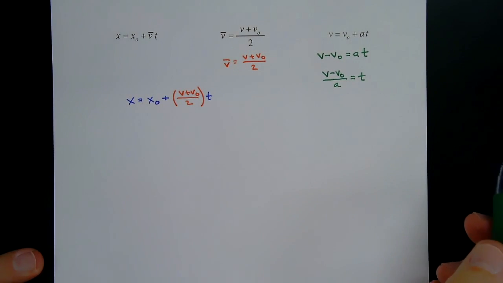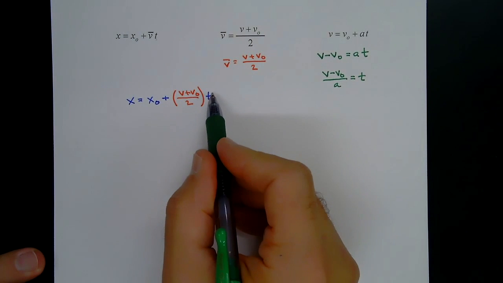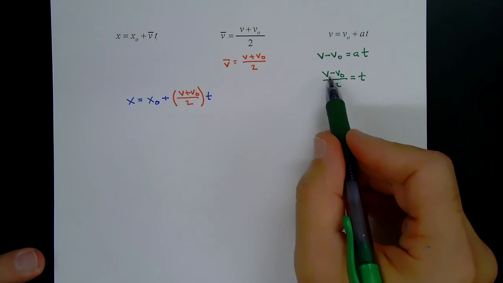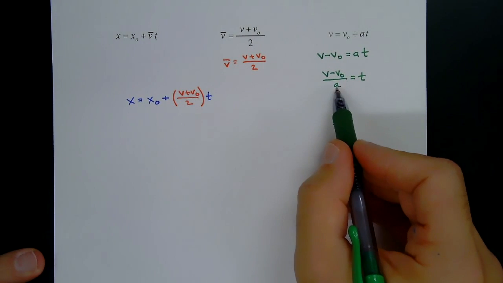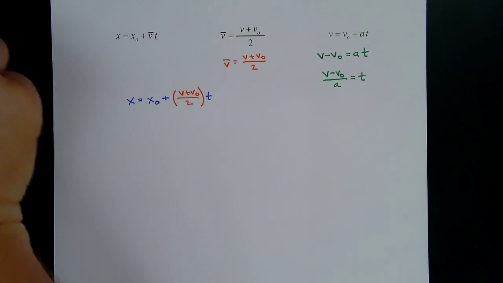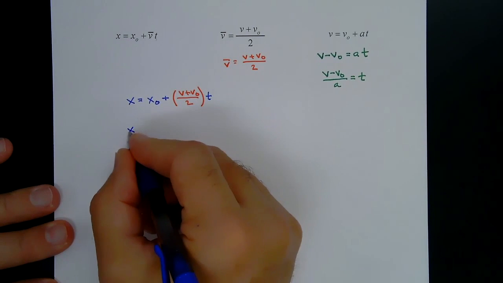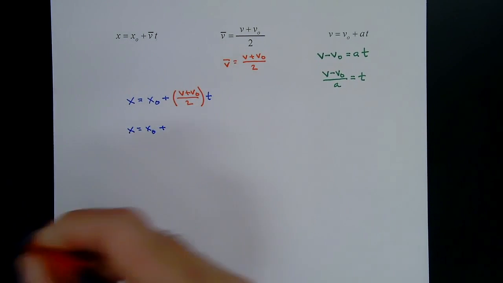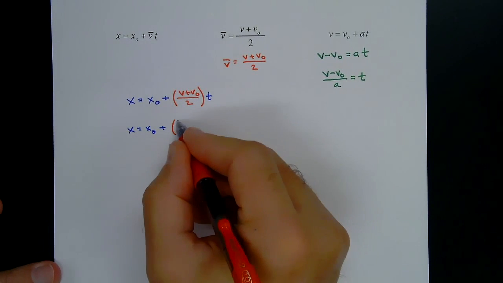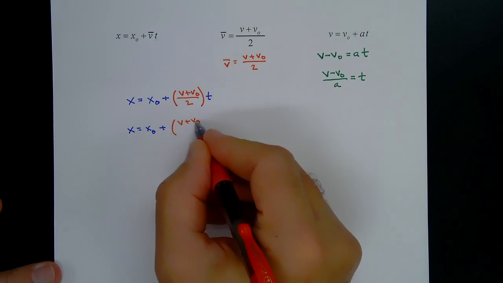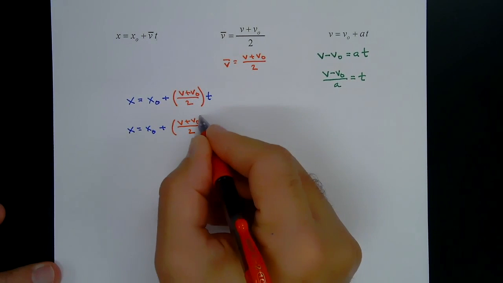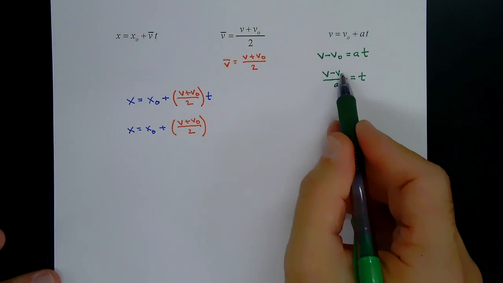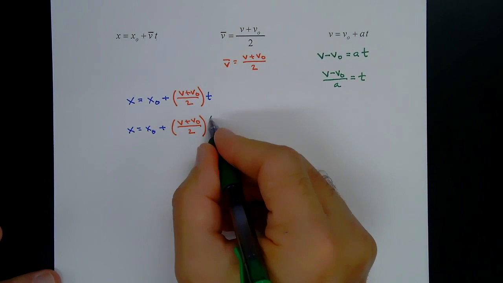So what does that allow me to do? That's going to allow me to take this time and remove it and replace it with v minus v sub o divided by the acceleration. So this winds up being x is equal to x sub o plus, and I'm going to leave the color in here, v plus v sub o divided by 2, close the parenthesis, and then this t gets replaced with v minus v sub o divided by a.